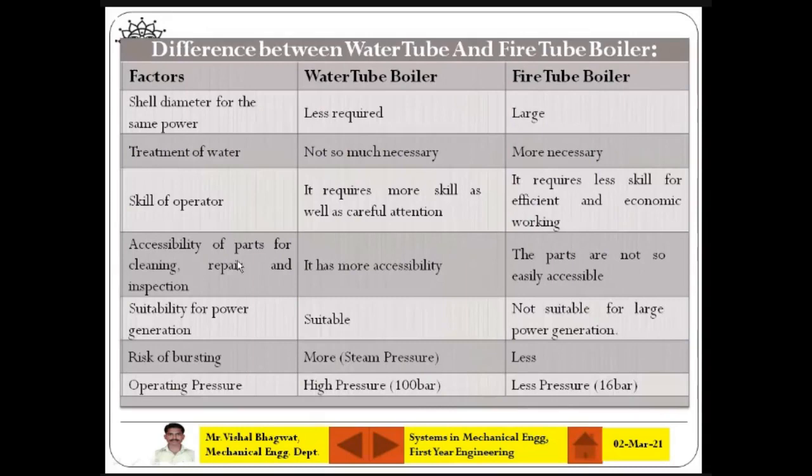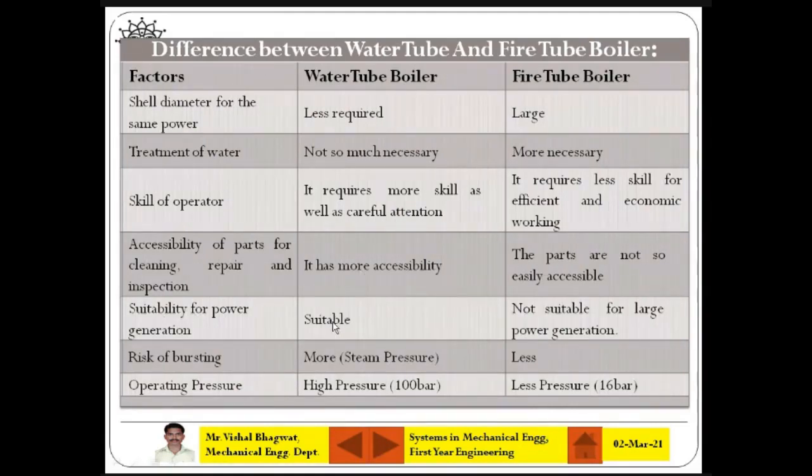Accessibility of parts for cleaning, repair and inspection. Okay, the maintenance basically. So it has more accessibility. So maintenance ports are there on the boiler. Manhole, for example. A man can go inside that port and clean all the boiler, inspect it and come back. So for inspection there is a manhole, and so many devices, so many ports there on the water tube boilers. The parts are not so easily accessible in the fire tube boiler. For maintenance there is no access for some of the parts inside the boiler.